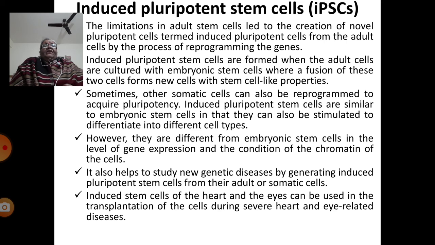Then, it also helps to study new genetic diseases by generating induced pluripotent stem cells from their adult or somatic cells. Okay? So, the induced stem cells, iPSCs, of the heart and the eyes can be used in the transplantation of the cells during severe heart and eye related diseases. So, this category of stem cells has more therapeutic significance.